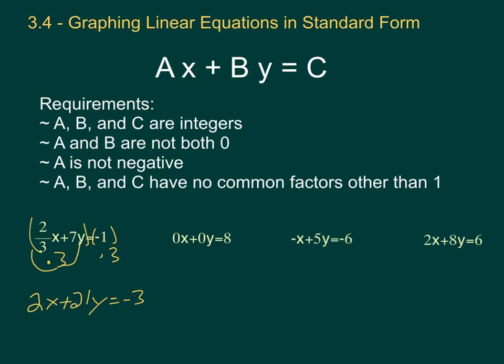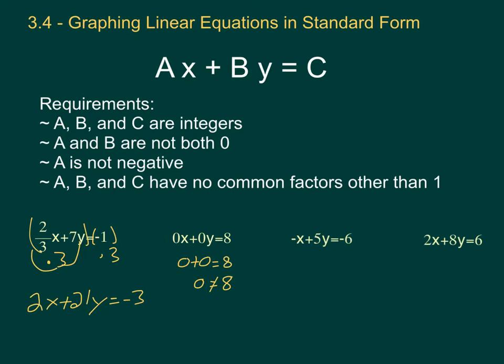The second example, which is 0x plus 0y equals 8, this violates the second rule. And we'll see it just really doesn't make any sense. 0x is the same thing as 0. 0y is the same thing as 0. And 0 plus 0 is 0. And certainly 0 does not equal 8. So this just doesn't make any sense at all. This is not something that you'll ever really see. It's just something you should keep in mind that you're not going to end up getting 0 for both a and b.